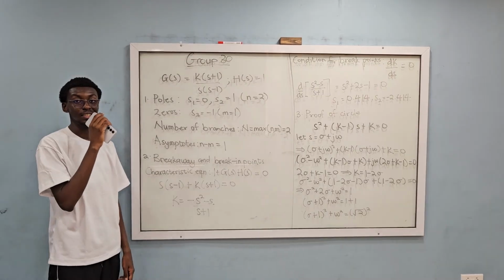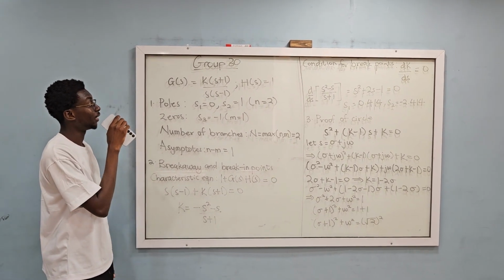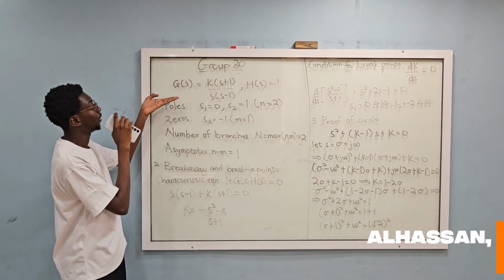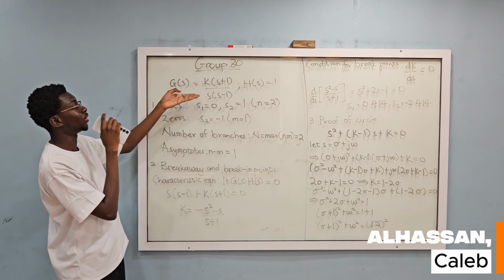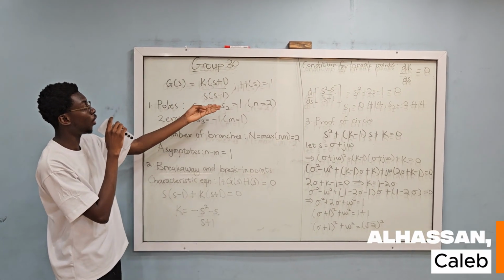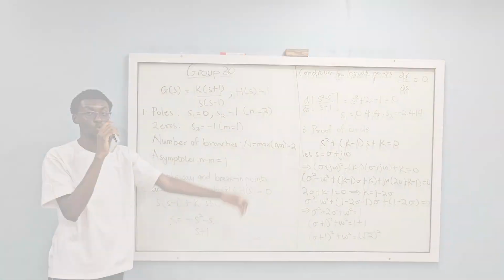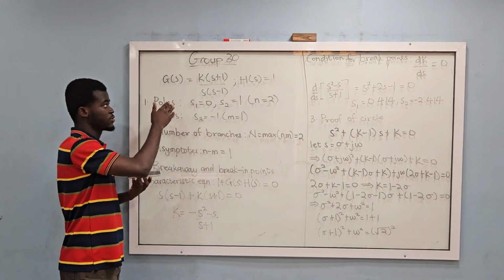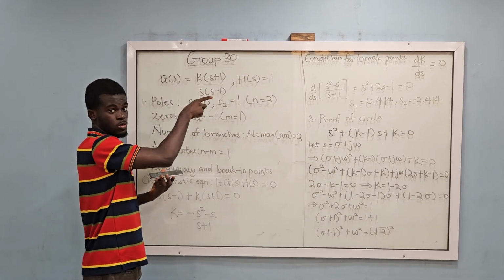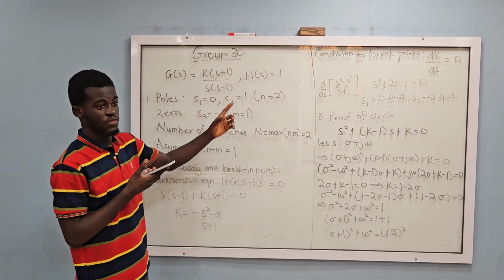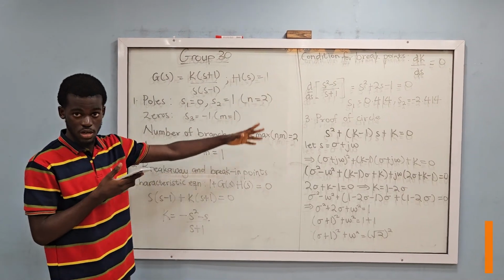This is group 30, and we are supposed to find the root locus of the unity feedback system, given the function G(s) equals K(s + 1) over s(s − 1), where H(s) is equal to 1. This is the transfer function G(s), which is K(s + 1) over s(s − 1), and H(s) equals 1.